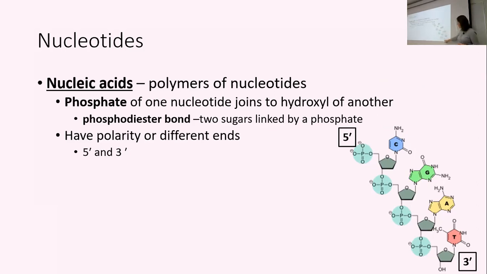We've got this OH hanging off one end. We call it the 3' end. And then we've got a phosphate hanging on this end, and that's our 5' end. So it has a direction. It's polar. It's got different ends. Earth has north and south poles. Water has positive and negative poles. DNA has a 3' and a 5' polar end. So there's a place to start reading this information, and there's a place to stop.